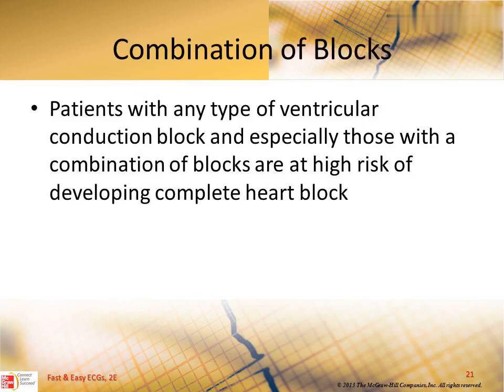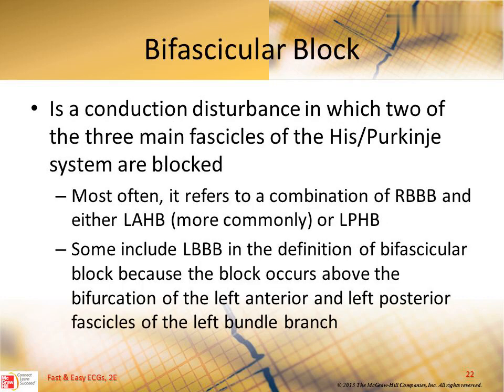Combination of blocks. Patients with any type of ventricular conduction block, especially those with a combination of blocks, are at high risk of developing complete heart block. Bifascicular block is a conduction disturbance in which two of the three main fascicles of the His/Purkinje system are blocked. Most often, it refers to a combination of RBBB and either LAFB, more commonly, or LPFB. Some include LBBB in the definition of bifascicular block because the block occurs above the bifurcation of the left anterior and left posterior fascicles of the left bundle branch.